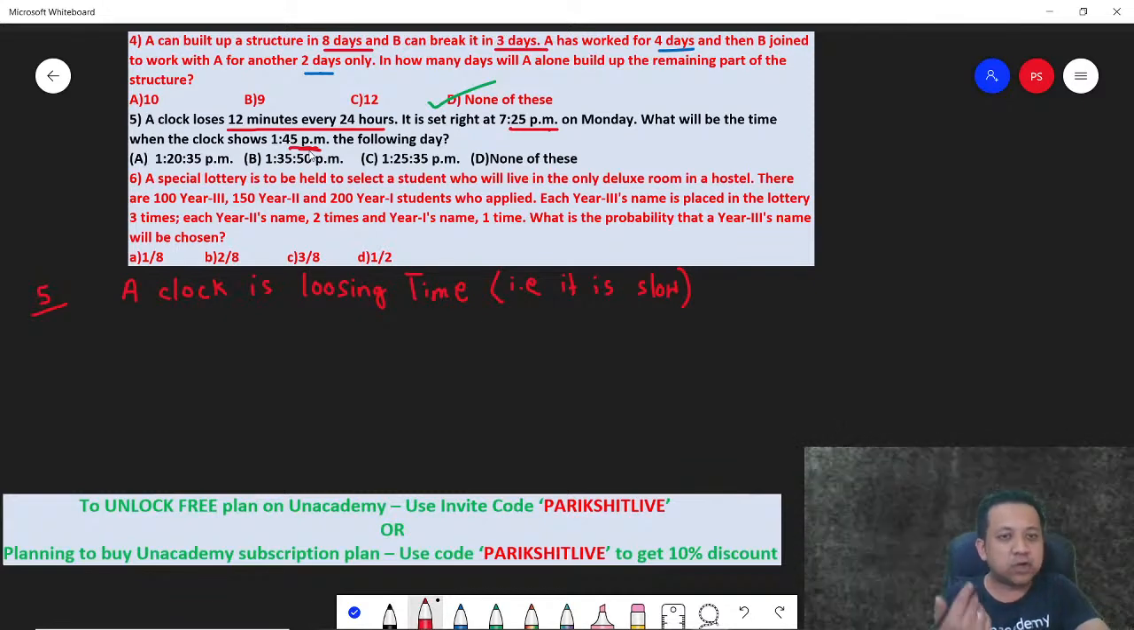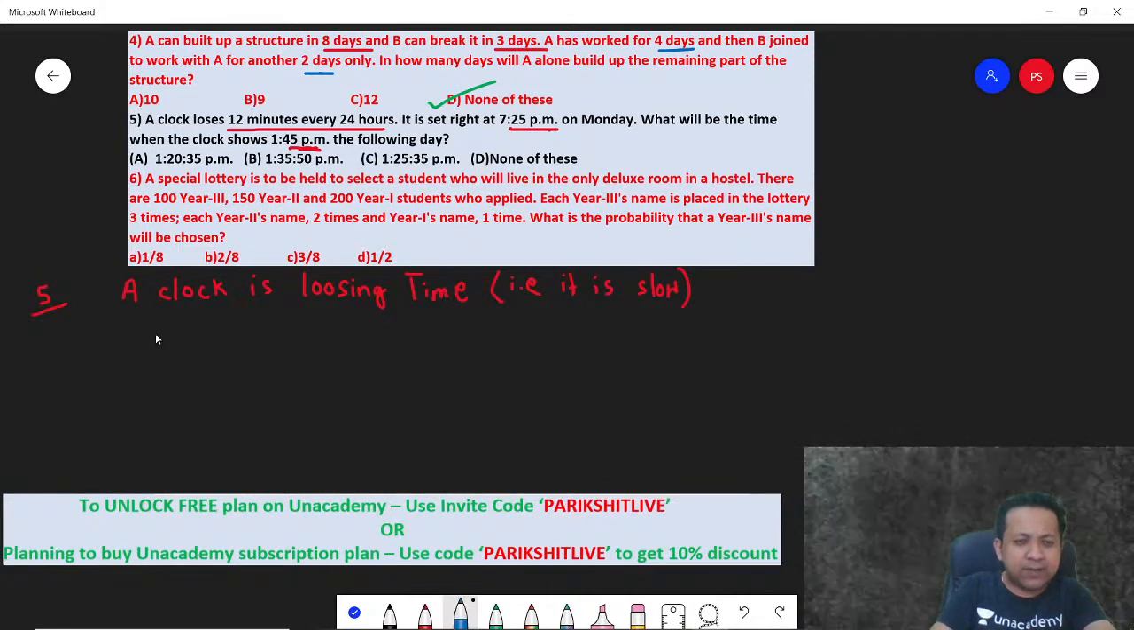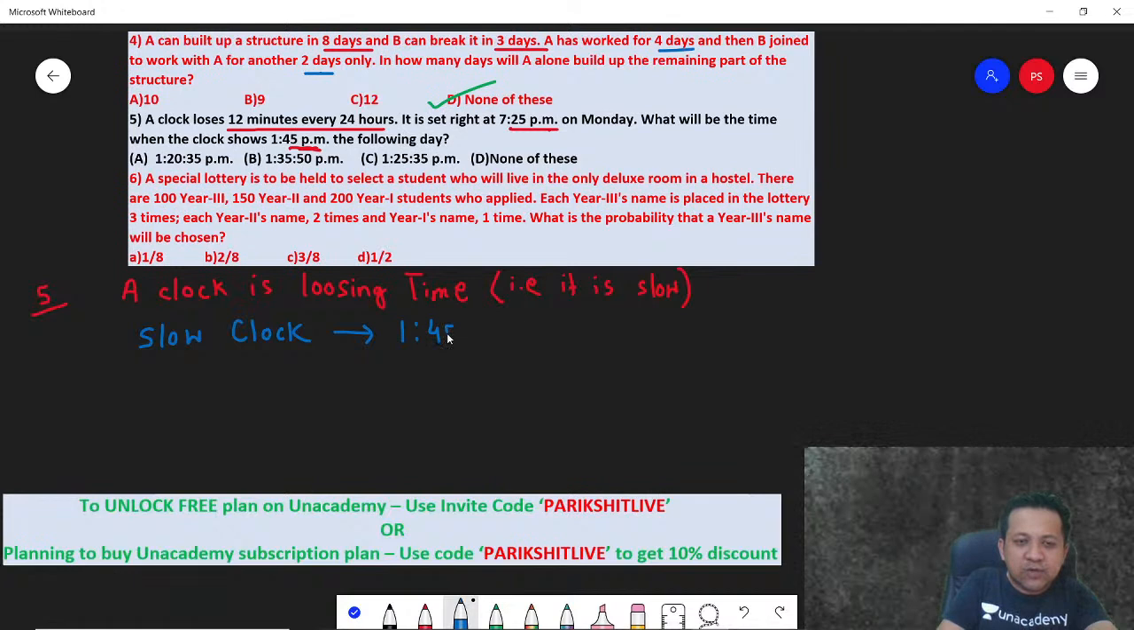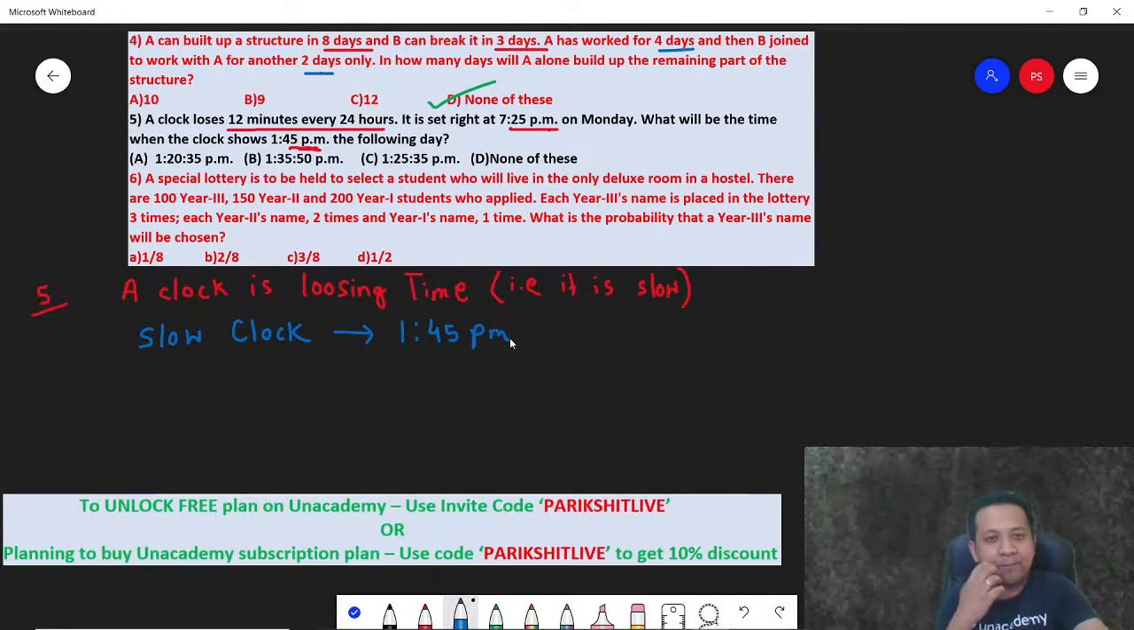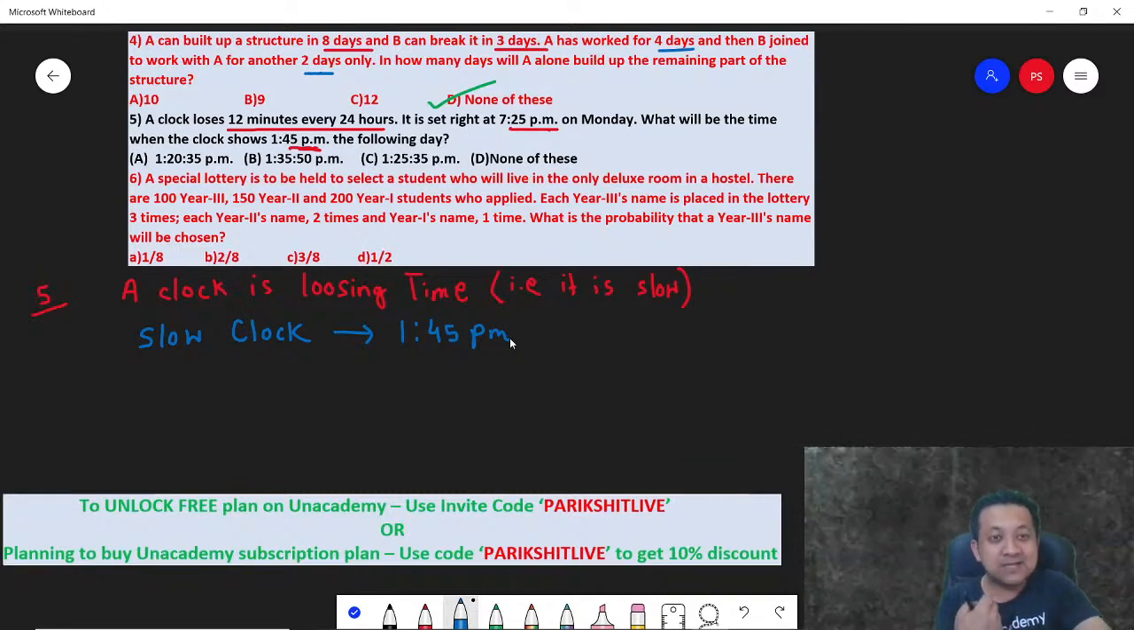The clock is slow. So can I say slow clock? It is a slow clock and it is currently showing 1:45 p.m. So if the clock is slow and it is showing 1:45 p.m., can I say the actual time would be more than this? Will you agree? The actual time at that period would be more than 1:45. Why? This is a slow clock. If the clock is slow, it is losing time. It means it is running late. If it is running late, the actual time would be more than this.